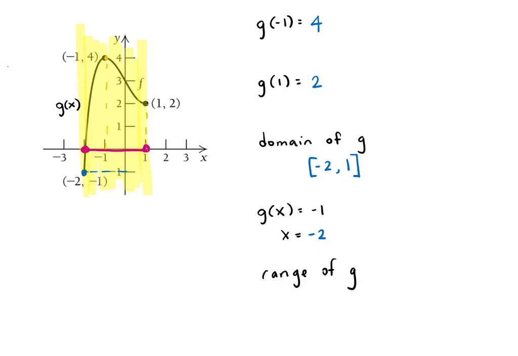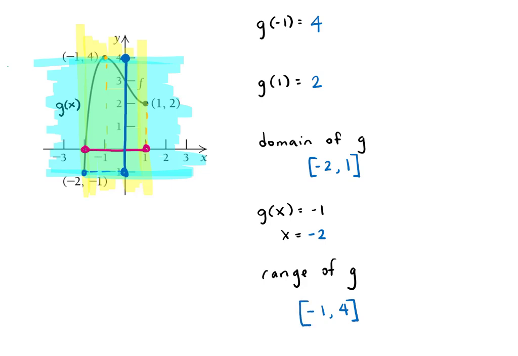Now that I'm asked to find the range of g, I want to find all the possible y values. So the highest y value I see is the 4, and the lowest y value I see is the -1, and we're talking about all the y values in between this. So we want the interval from -1 all the way up to +4, including the -1 all the way up to the +4. So we'd say from -1 to +4.